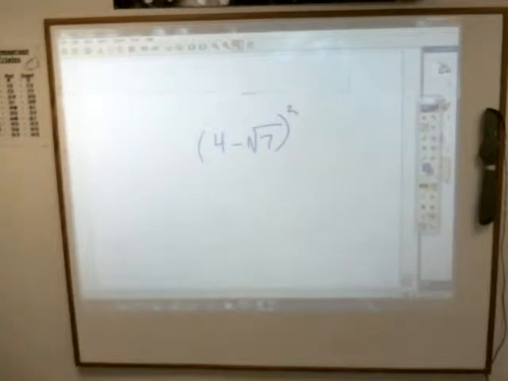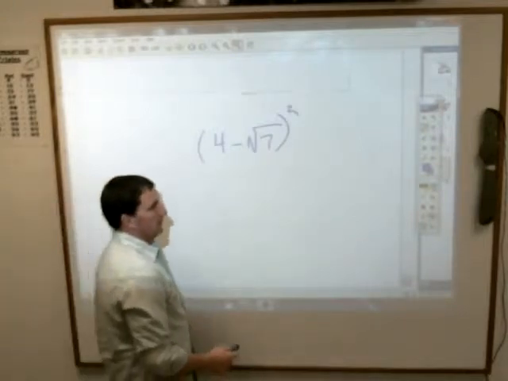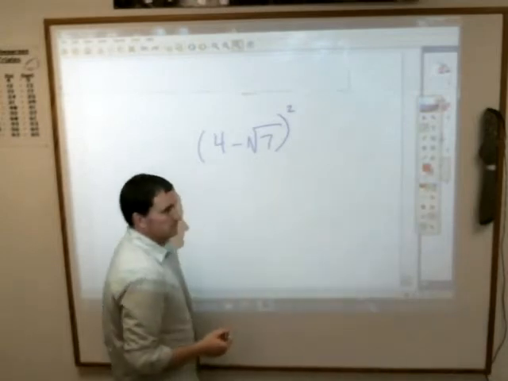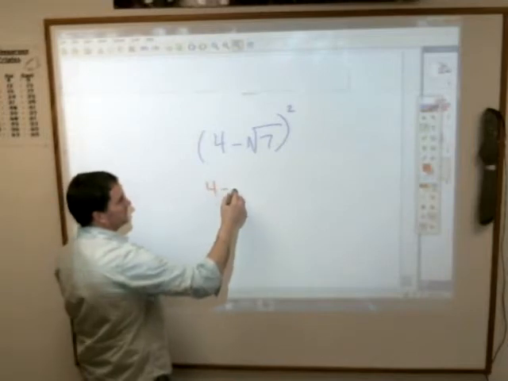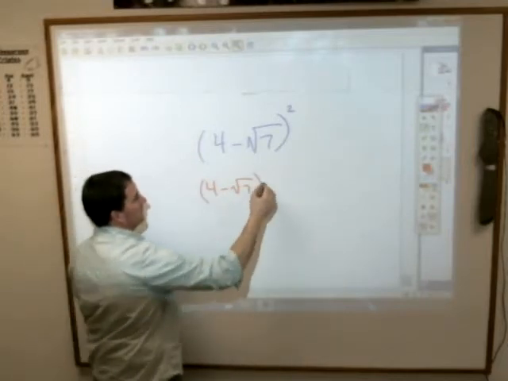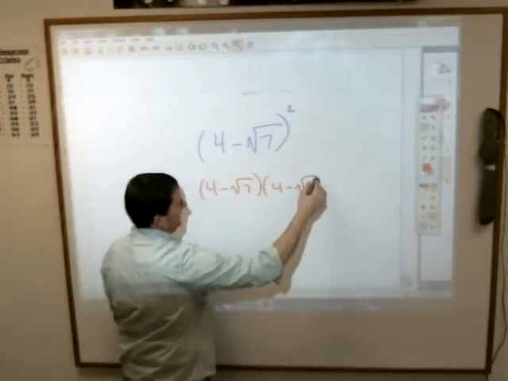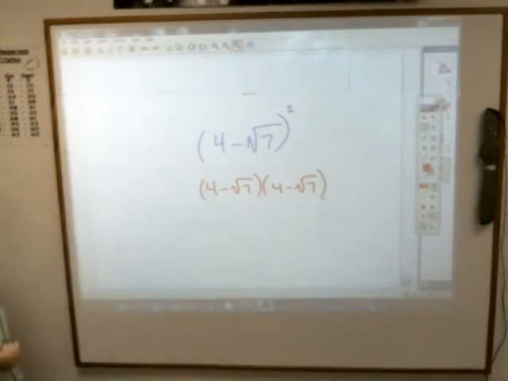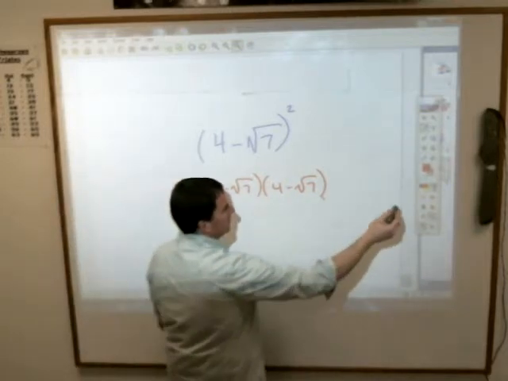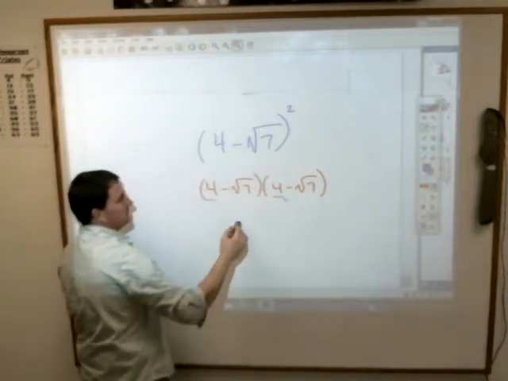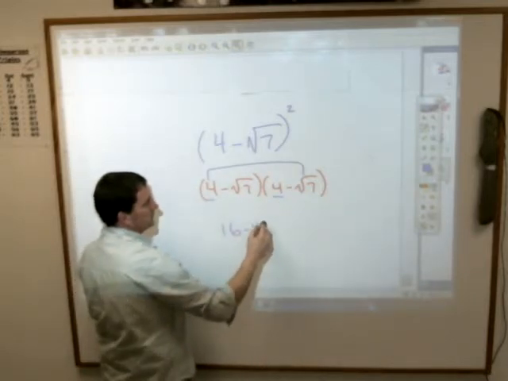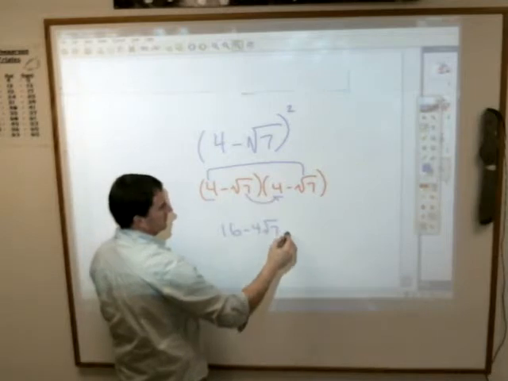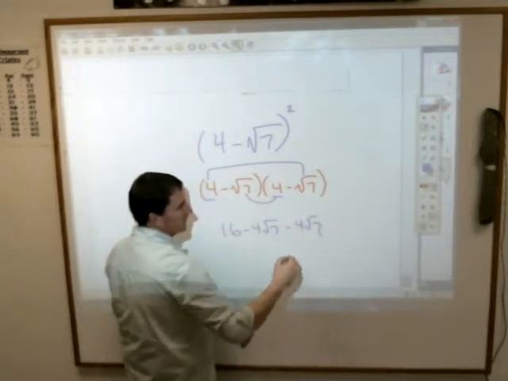First thing Jacob Willman says you have to do when you see this is do what, Jacob? Yeah, write it out as 4 minus the square root of 7 times 4 minus the square root of 7. You really can't do it without doing that. That should have been your first step. And then doing FOIL, what do you end up with? 16. You get 4 times 4, which is 16. Outside terms give you a minus 4 times the square root of 7. Inside terms give you a minus 4 times the square root of 7.